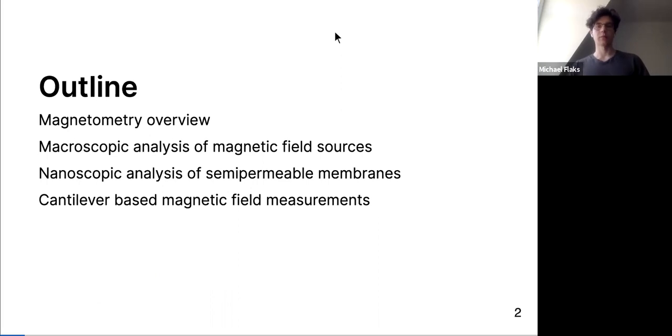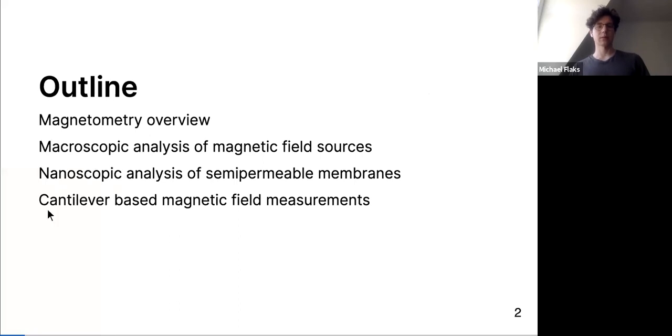Firstly, I will start with the overview of the magnetometry, of the techniques and the challenges. I will present the analysis of the magnetic field sources. Those are the electric sources that generate magnetic fields. And I will focus on the biological sources. I will first do the macroscopic analysis, and then I will spend time on nanoscopic analysis that will explain in more details how those sources look like on the nanoscale.